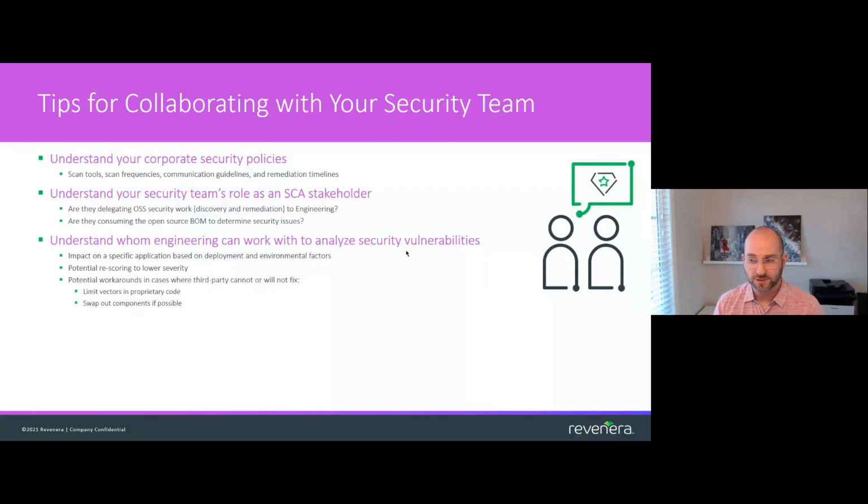Understand whom you can work with. Engineers are going to have questions, right? You can't expect everybody to be a security expert. So having a team as a safety net, as an advisory, who can help understand the impact of a specific issue. Is this issue actually exploitable in the application, the way it's deployed, the way it's used? If not, perhaps it needs to be rescored. Maybe the severity needs to be lowered. Maybe you need to think of workarounds where you either swap out a component or upgrade a component. If that's not possible, maybe you have to write defensive code to limit the attack vectors. So your security team can help you understand that and can provide guidance on how to do it right.